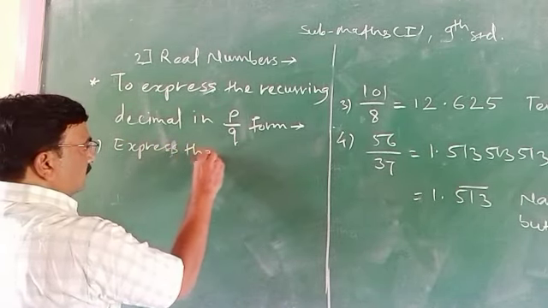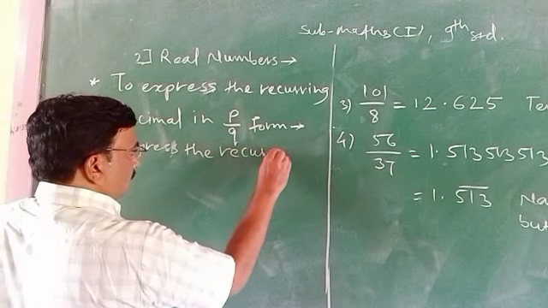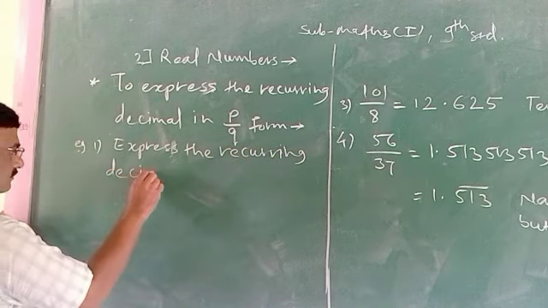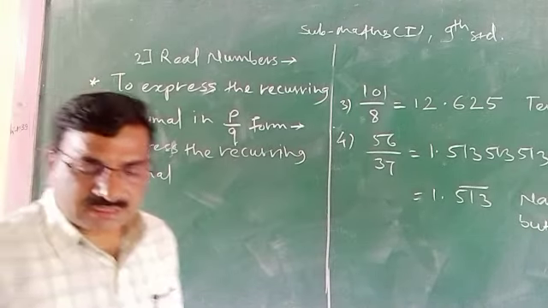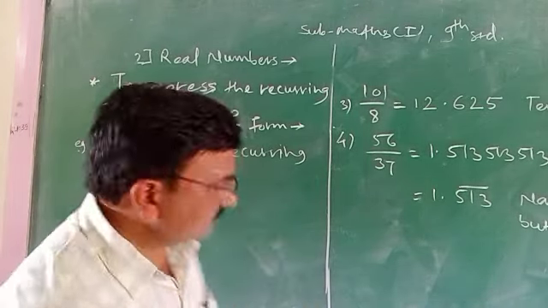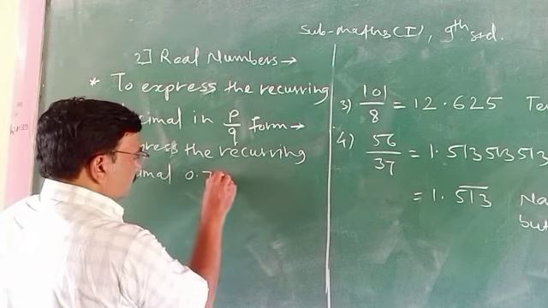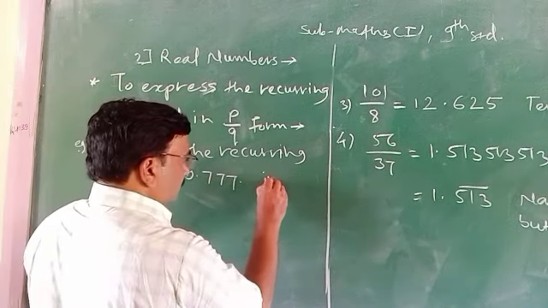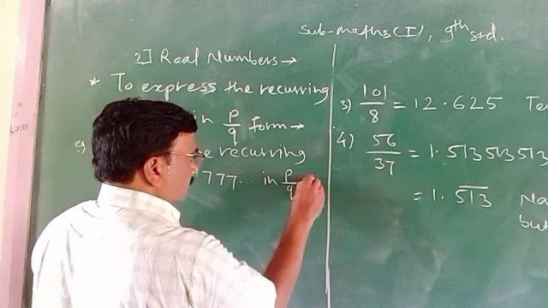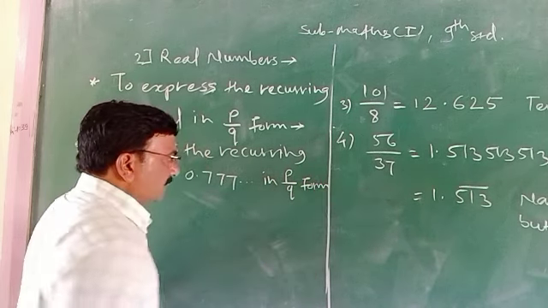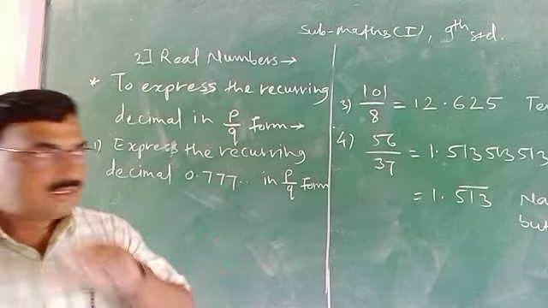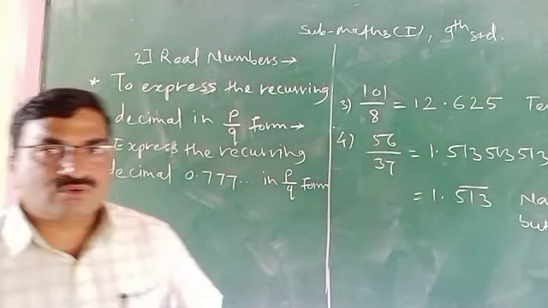Express the recurring decimal in P upon Q form. Express the recurring decimal 0.77 and so on in recurring P upon Q form.